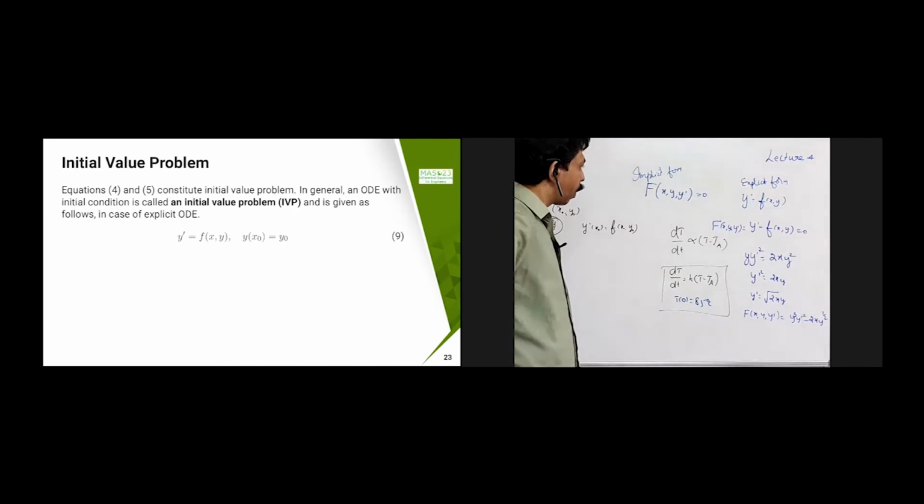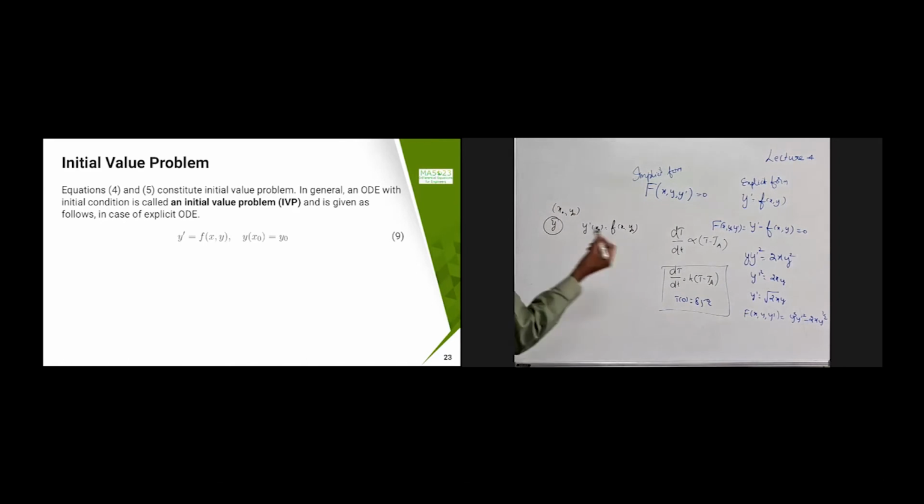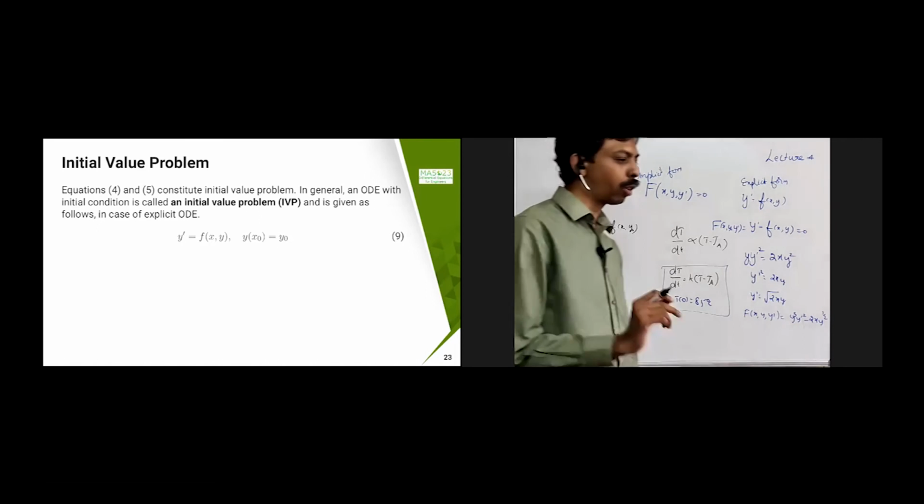Similarly, suppose this is given. You have a problem, in explicit form. Suppose I am given y dash equal to f of x comma y, and I am given one more condition: y of x naught equal to y naught. In that case, this problem I call an initial value problem. It means the differential equation is given with a condition, where x naught is the initial point. That problem we call the initial value problem.